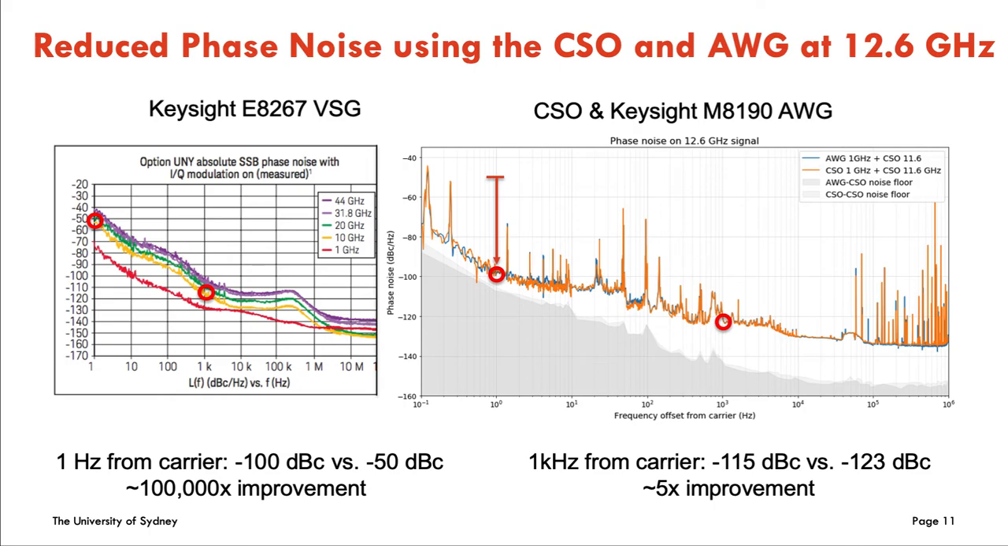This work is ongoing, but we can already compare a measured phase noise spectrum at 12 GHz when using the CSO and ARB waveform with a datasheet from our current VSG. Here we see a 100,000 times phase noise reduction on slow timescales at a couple of hertz from the carrier, and a 5 times reduction at frequencies commensurate with our Rabi rate, approximately 1 to 5 kHz from our carrier.